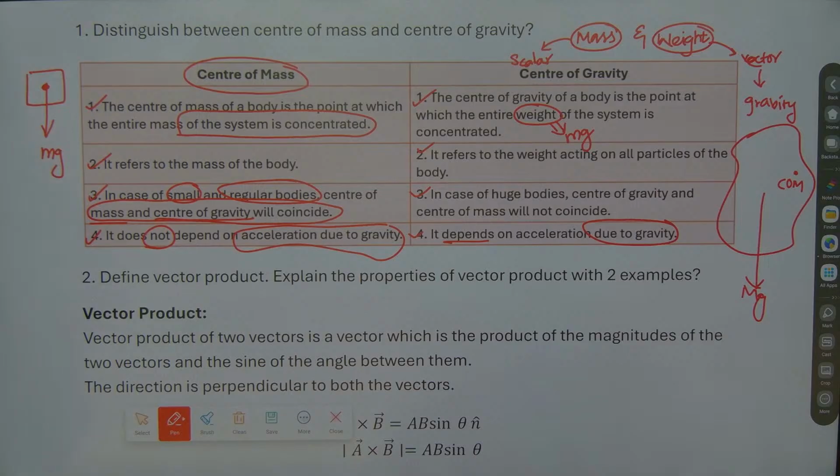Once you have completed, we can go for the next question, that is to define the vector product and explain the properties of vector product with examples.